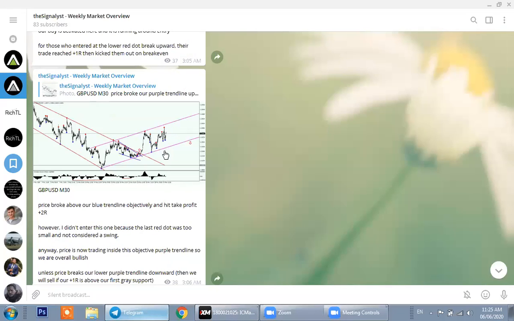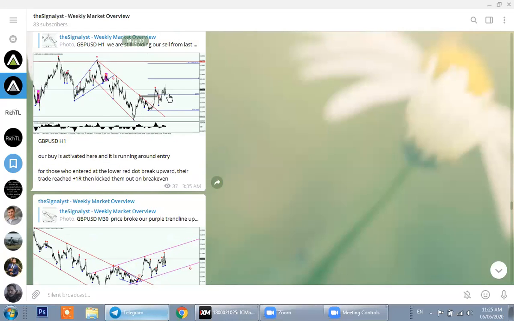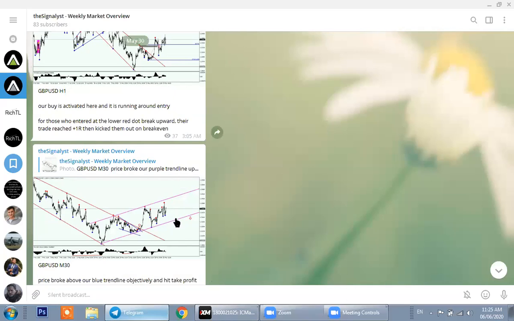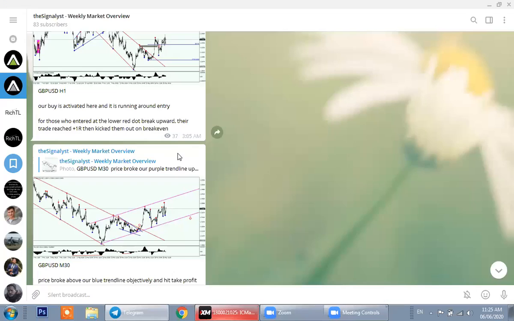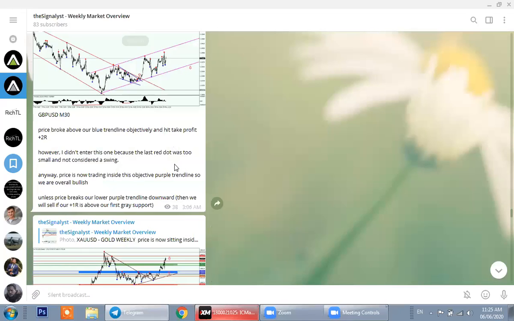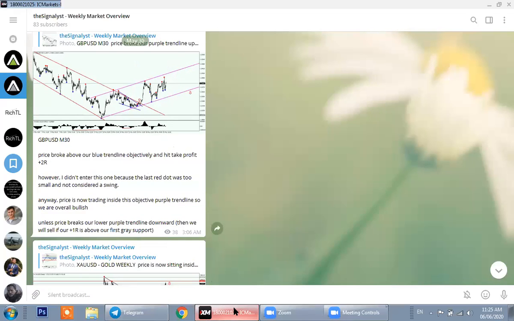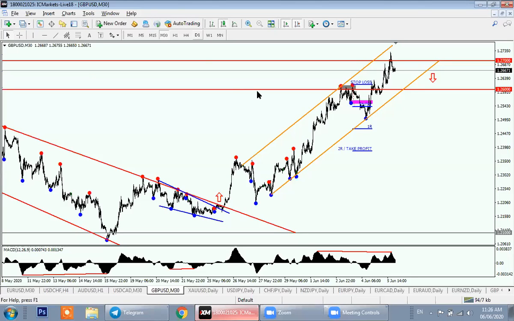And on M30, we were holding our buy unless price breaks objectively below our lower purple trend line, which didn't happen, as you can see here. So we can delete these two lines. That's it for GBP USD.